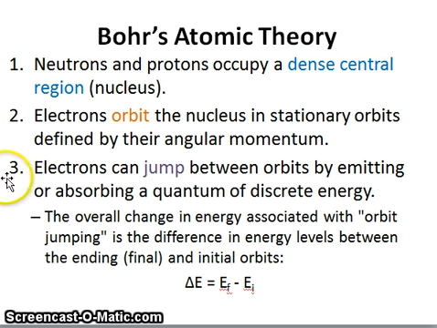have the concept of quantum mechanics applied to the atom for the first time. Another thing is that the overall change in energy associated with the orbit jumping is the difference in energy levels between the ending and the initial orbits. So let's suppose that we have an electron that jumps from a level 1 to a level 5. The final state will be a level 5, so here we would have a 5 minus 1, so we have a change in energy of 4.